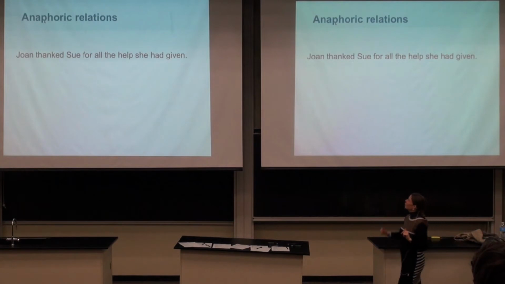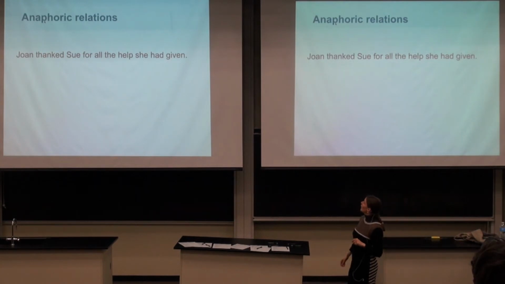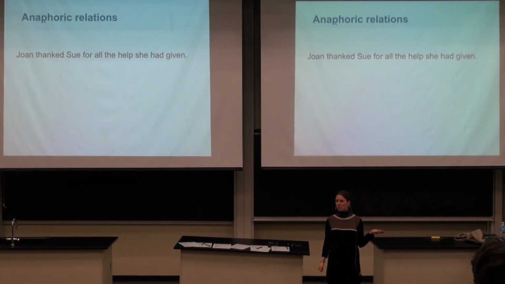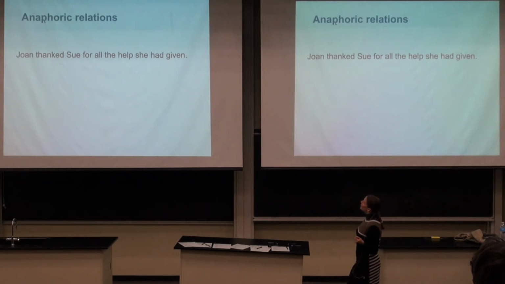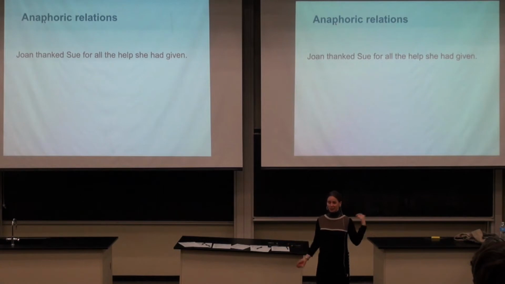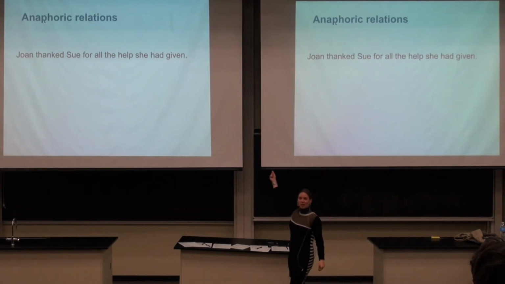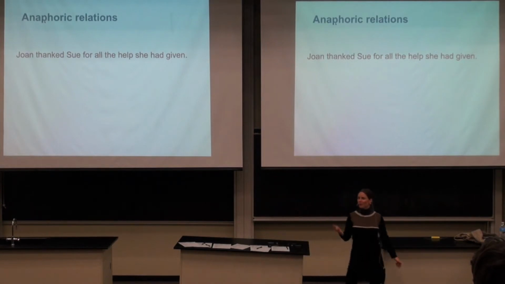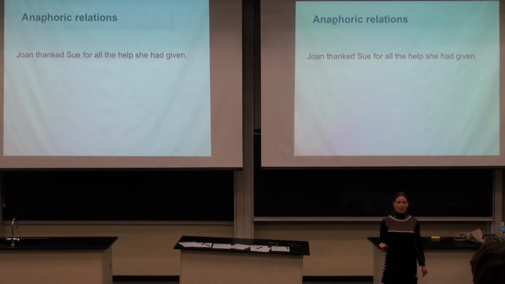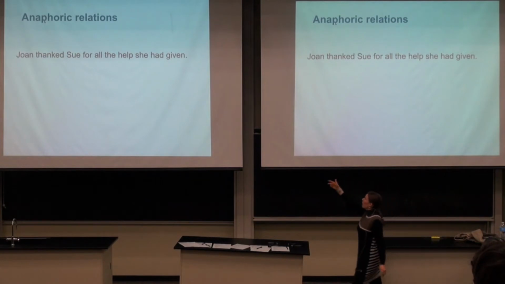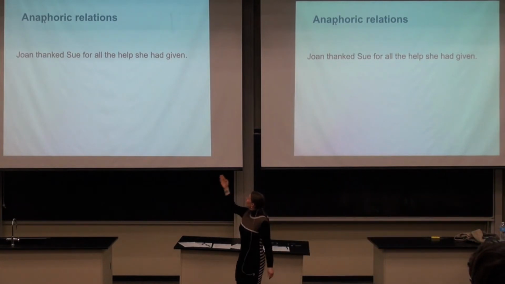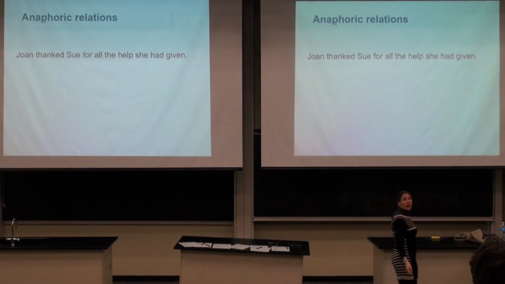So look at this simple discourse here. Joan thanks Sue for all the help she had given. How many discourse referents do we have in that discourse? Not a tricky question. Three. Who are we talking about? Joan, Sue, and what would be the third one? The help, yeah. So what is she? Sue, okay? She here is going to refer to Sue. So we have the help here that's also introduced, but we have Joan and Sue, and then she is referring back to Sue.